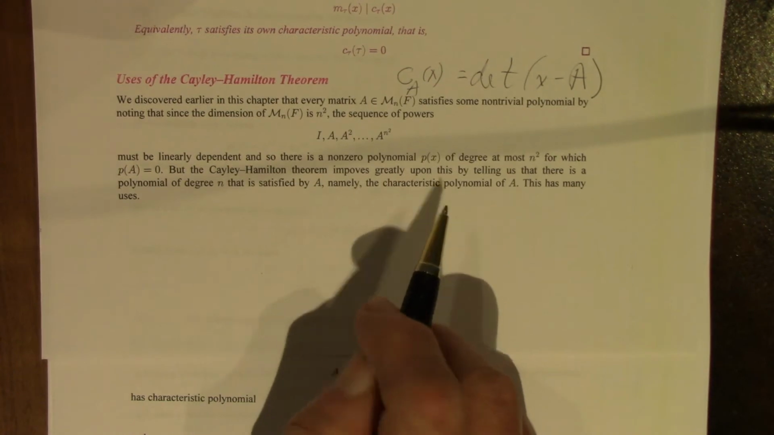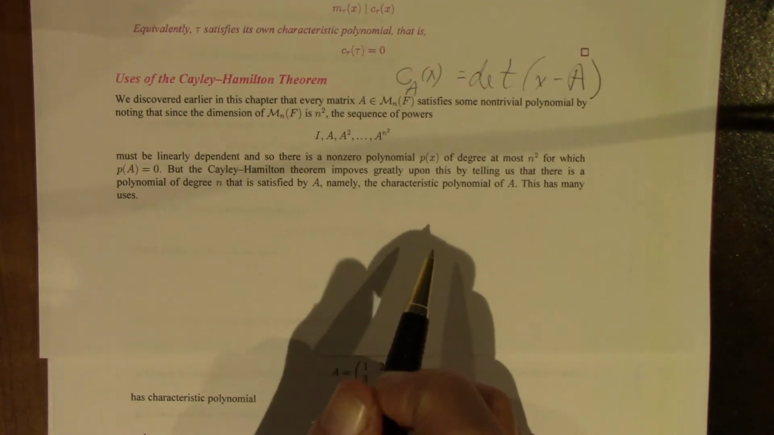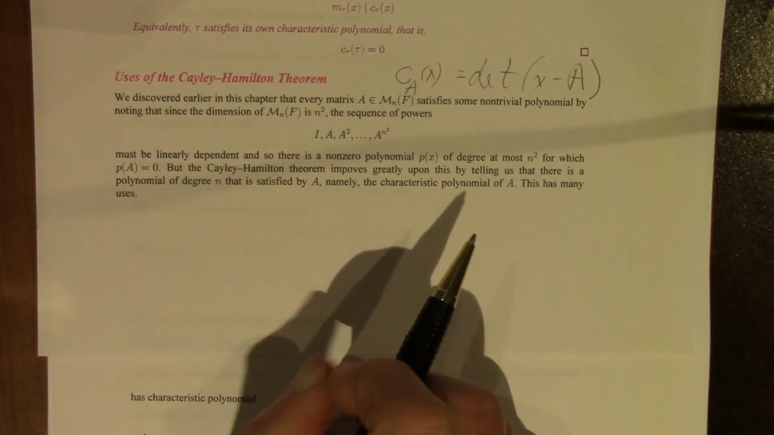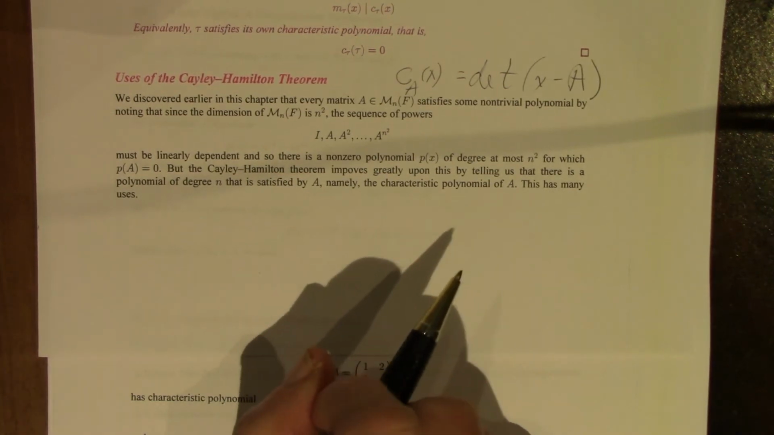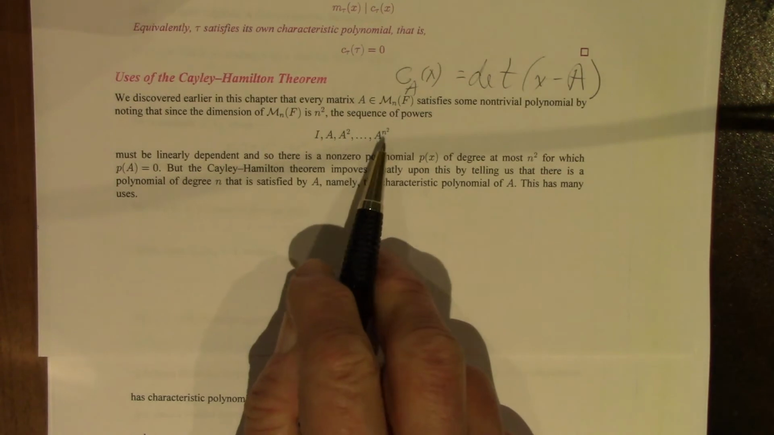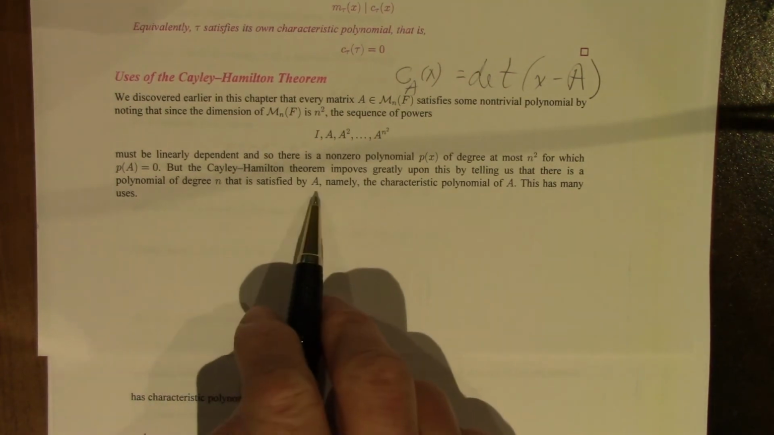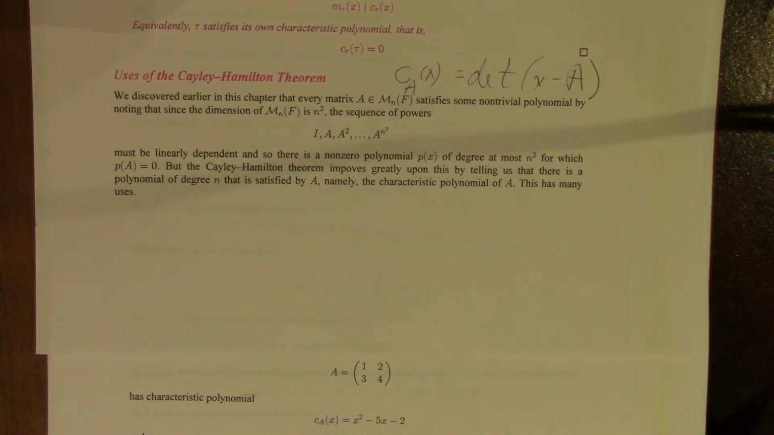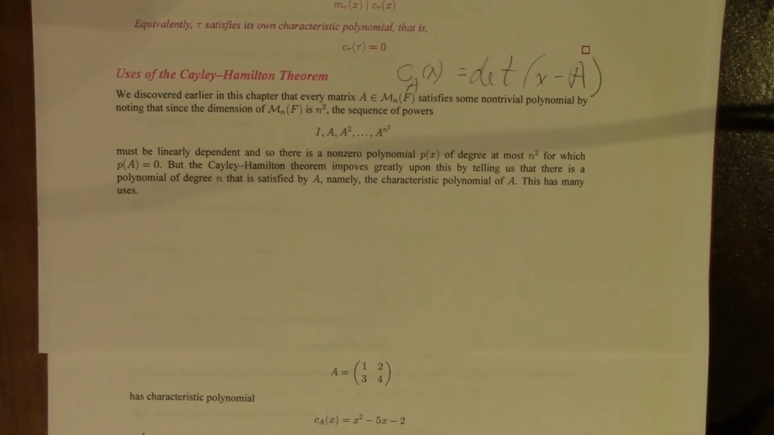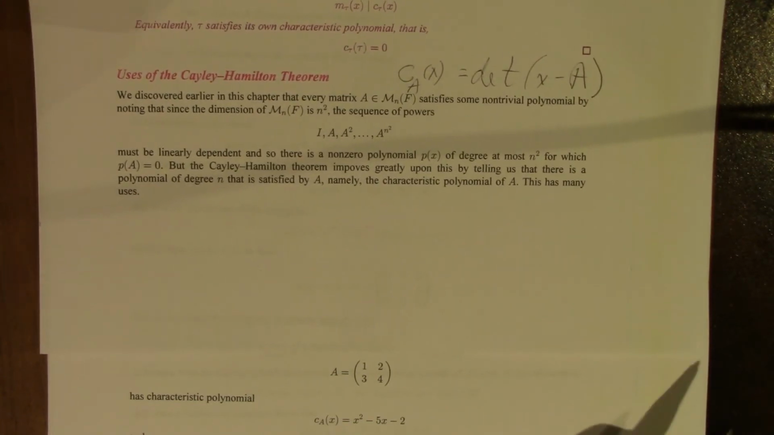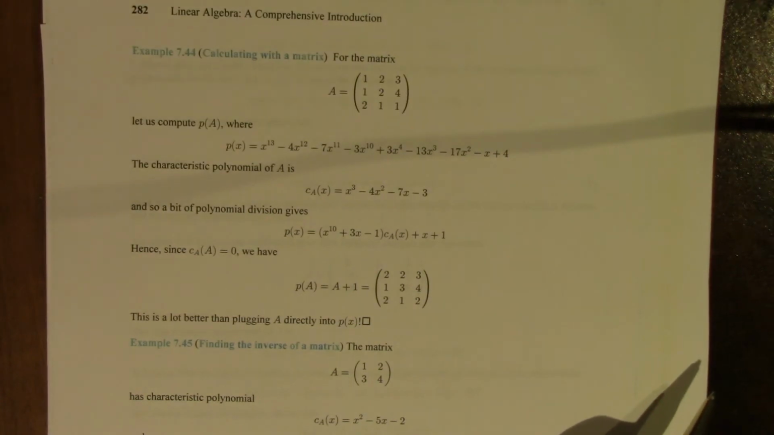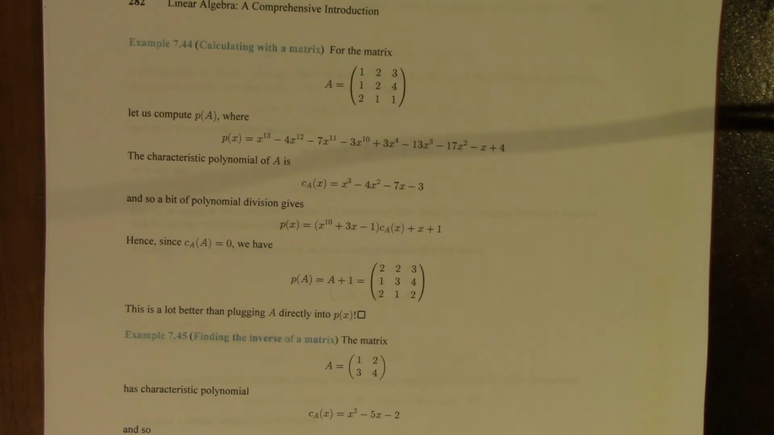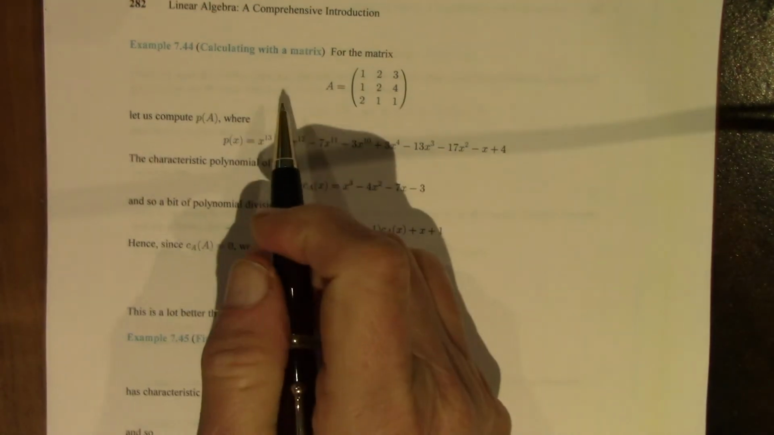Well, the Cayley-Hamilton theorem improves quite a bit on this by telling us that there's a polynomial of degree n, not n squared, but n, that is satisfied by A. In fact, it tells us it's the characteristic polynomial. So that in itself is an improvement. And here is how we can use the Cayley-Hamilton theorem in a variety of ways.